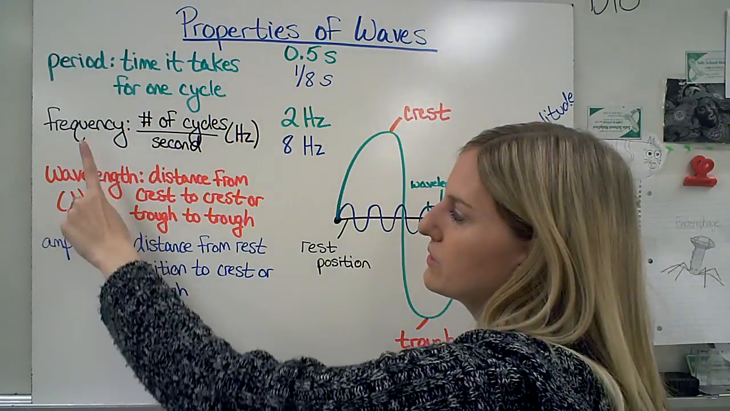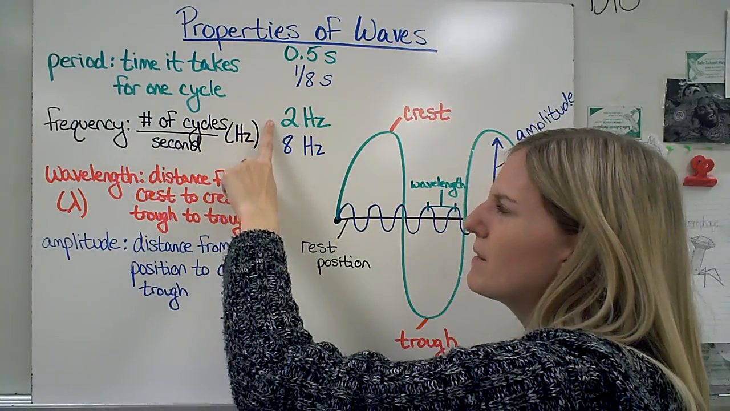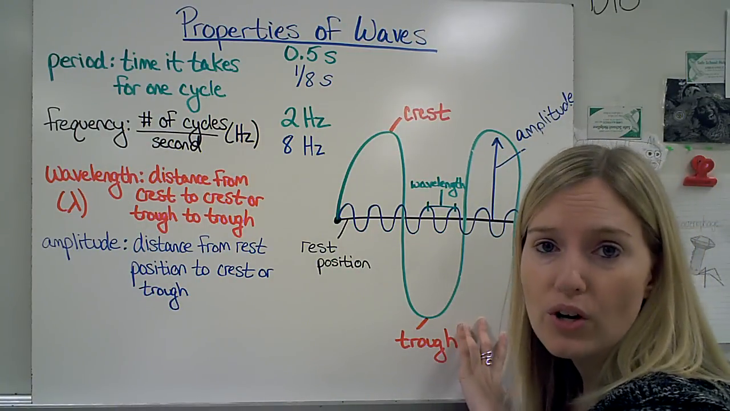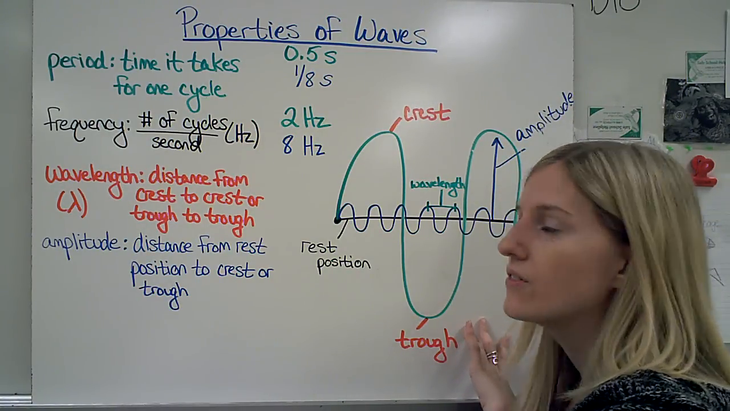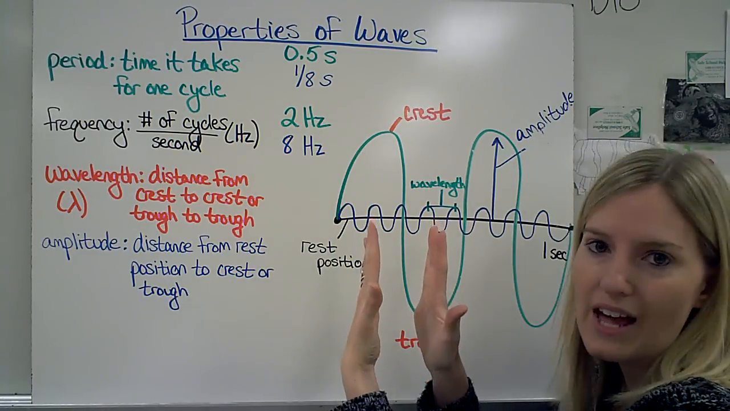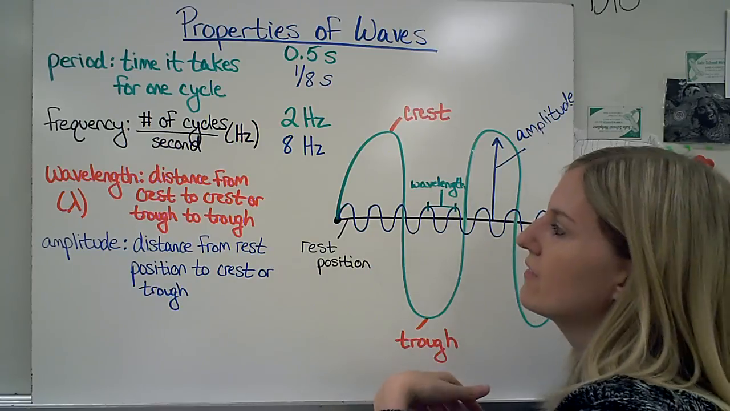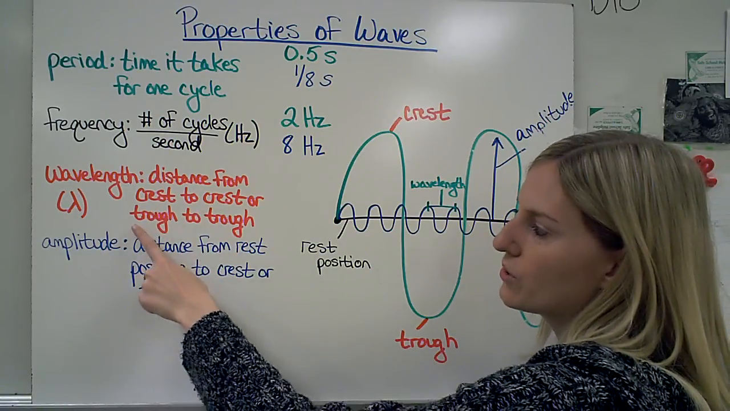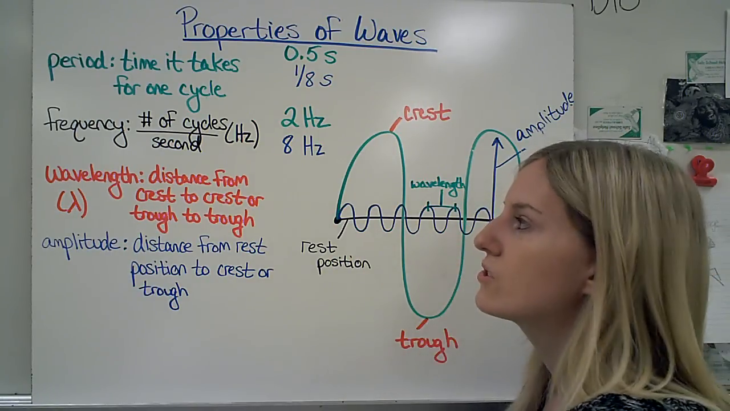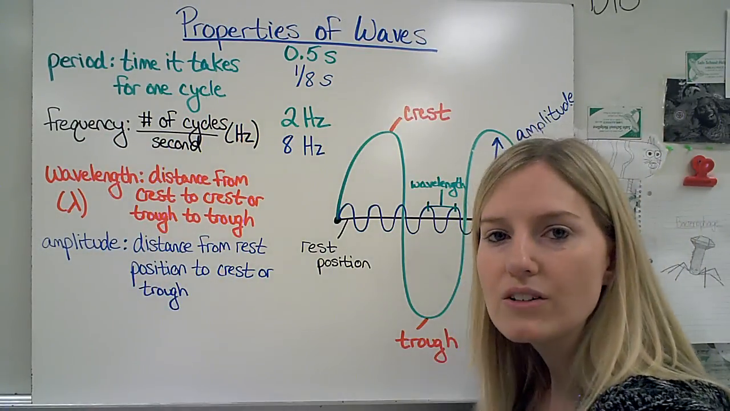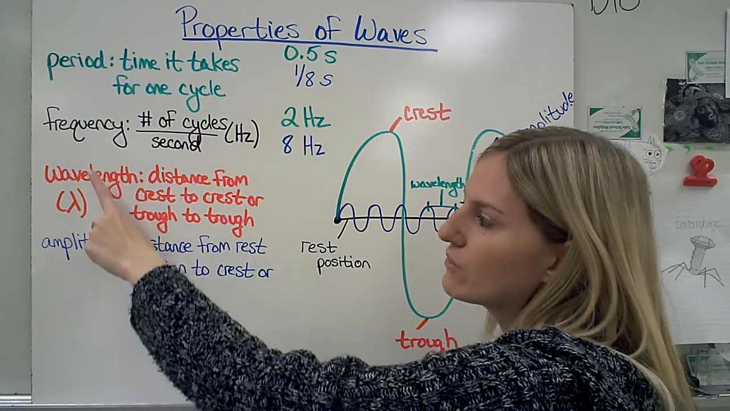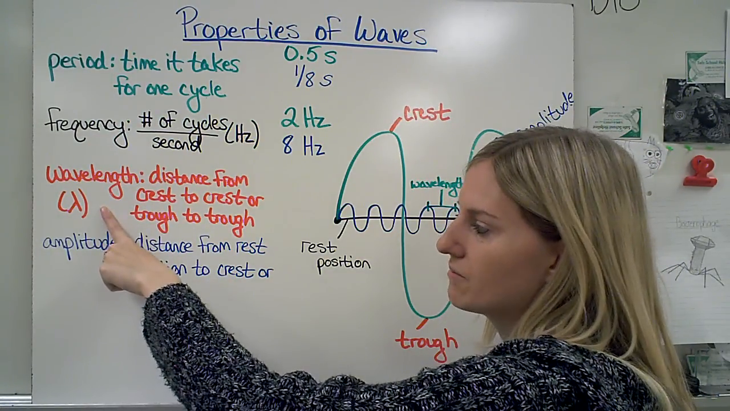Something to notice about frequency and wavelength is that if I had my green wave, for example, and instead of it being 2 hertz, let's say that I wanted it to be 4 hertz. Well, I need to draw the wave on this same line. So to get 4 cycles, I'd have to squish them together. If I squish them together, then the distance from crest to crest or trough to trough is going to decrease because I've had to push them together. So frequency and wavelength have an inverse relationship, because if I want to increase the frequency, then I have to decrease the wavelength.